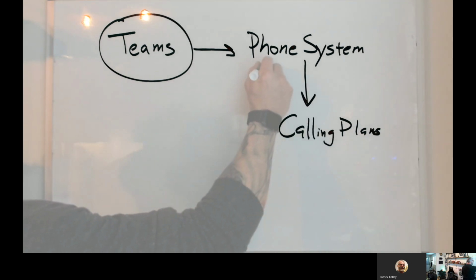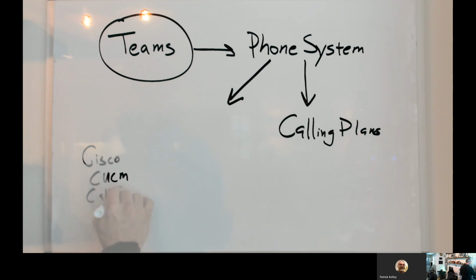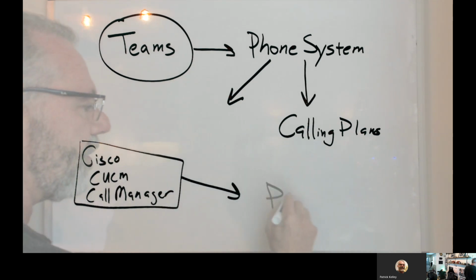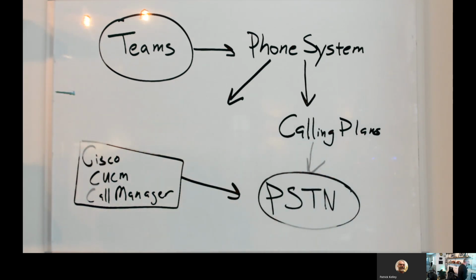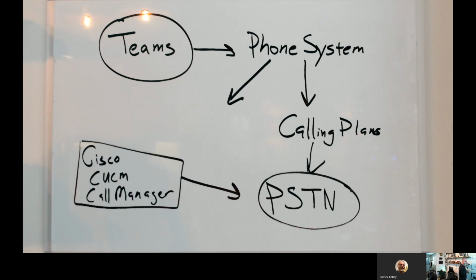The Cisco part comes in a couple of different ways. In the Cisco world, you have CUCM, or Call Manager. This is your on-prem PBX, and that on-prem PBX goes to the PSTN world. Much like calling plans goes to the PSTN world, Cisco trunks to the PSTN world. The middle part is, how do we get this phone system in Teams to go into Cisco, to dial into Cisco, or to use Cisco as its dial tone?